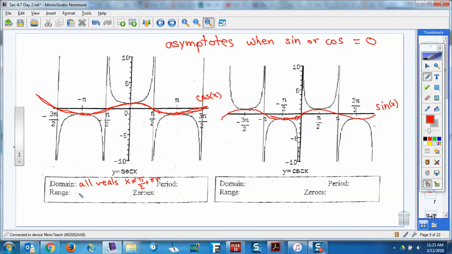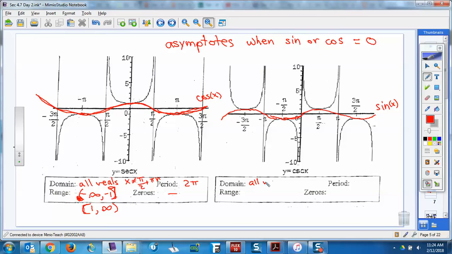Okay, the range is what? You might say negative infinity to -1 and 1 to infinity, and actually you could include -1 and you can include 1. Or you could say all reals, but y can't be between -1 and 1, right? All reals, but that space from -1 to 1 is kind of the opposite. But that's a good way to do it. The period is 2 pi, just like it is with cosine, and there are no zeros. It never crosses the x-axis.